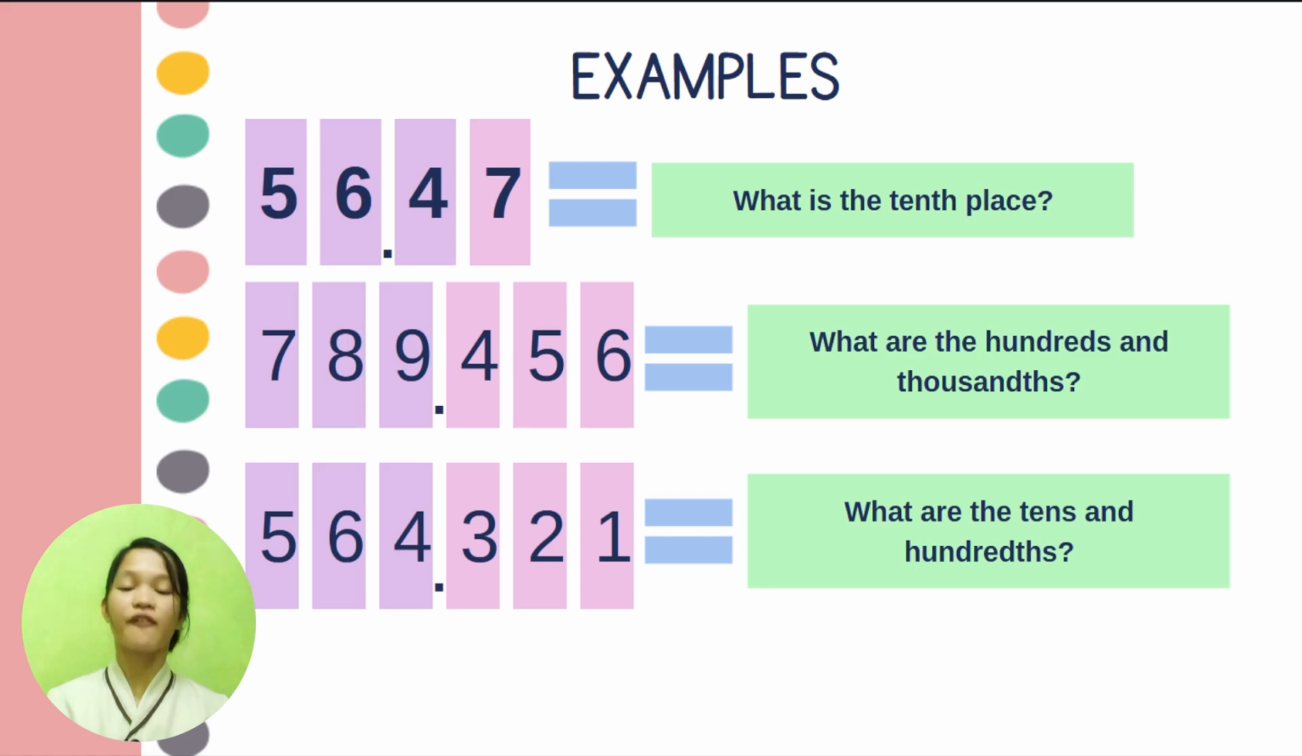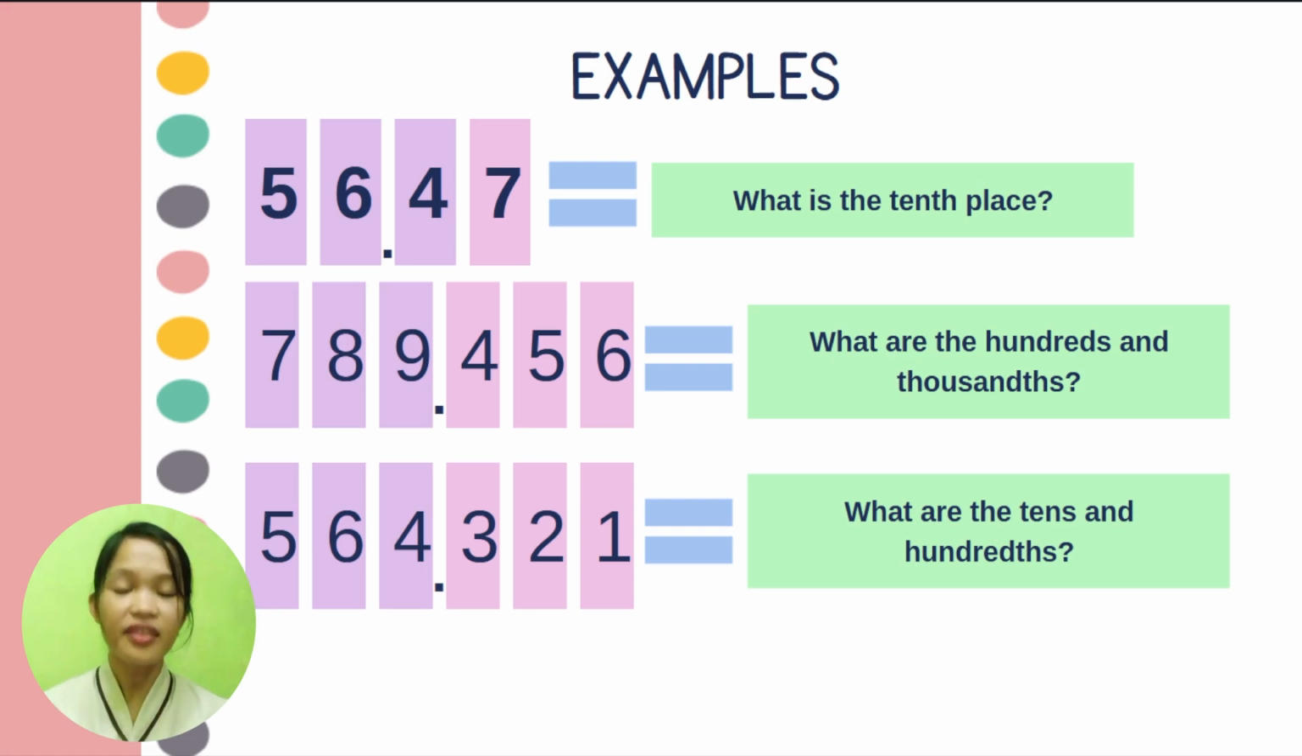Now, students, from this example, can you help me identify or determine the value of the digit based on its place value? Okay, now let's proceed. 56.47. Can you tell me what's the tens place?